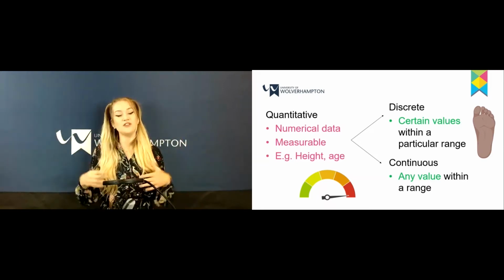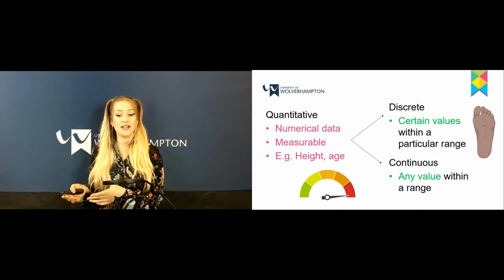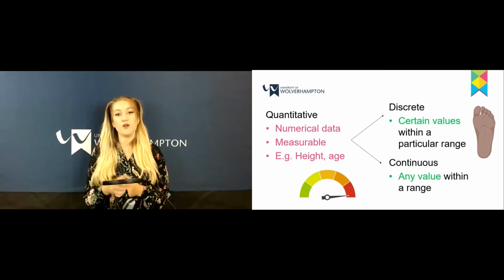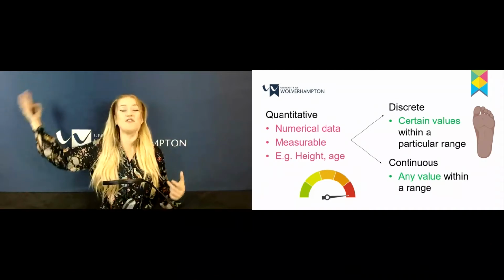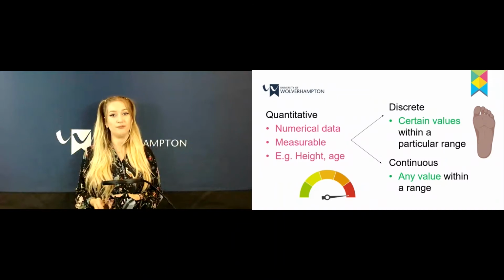So there is a certain range where that data stops. Whereas with continuous data, it can be any value, like temperature, for example. You can have from minus 100 up to 100 plus, and even further than that. So there's a whole scale of data that you can choose from.